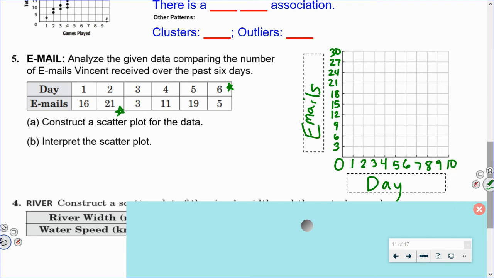All right, first point, day one, 16 emails. So I'm going to go ahead a little above 15. It'll be 60. Day two is 21 emails. Day three is going to be 3. If you'd like to, pause the video, finish up the rest of your points, come on back and check.